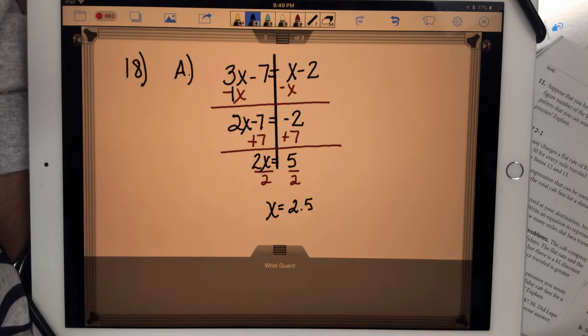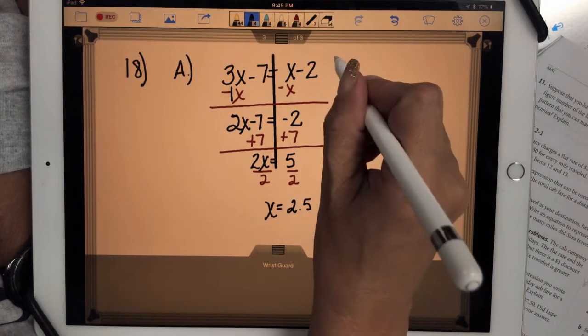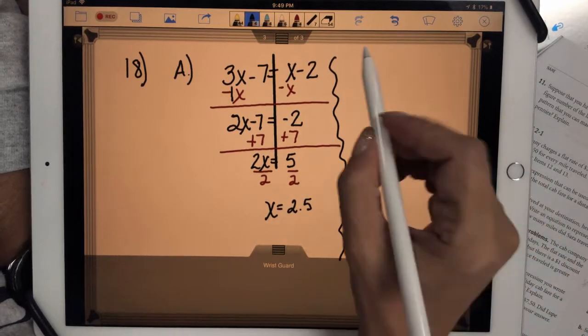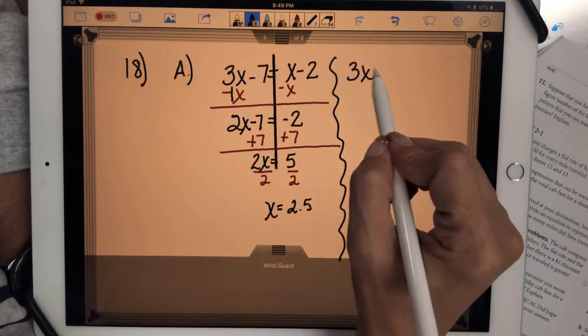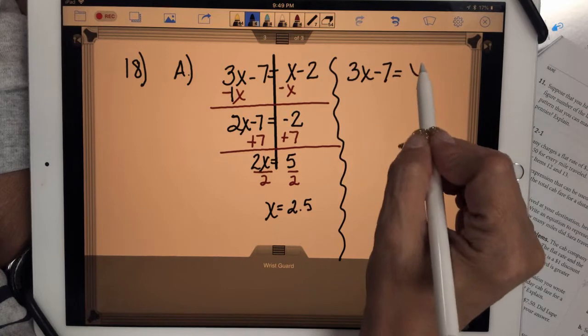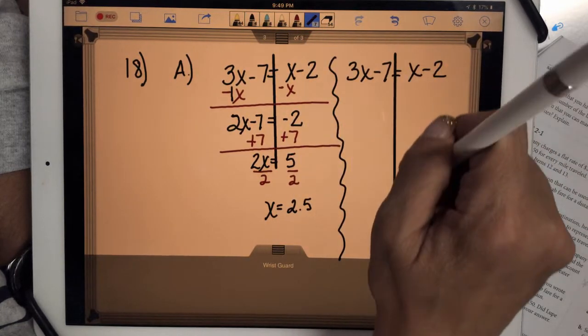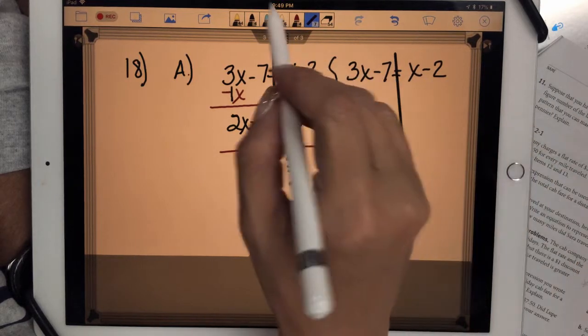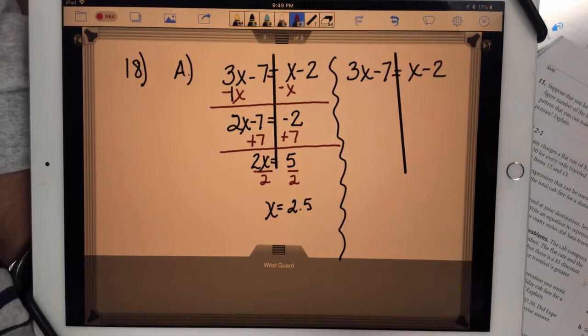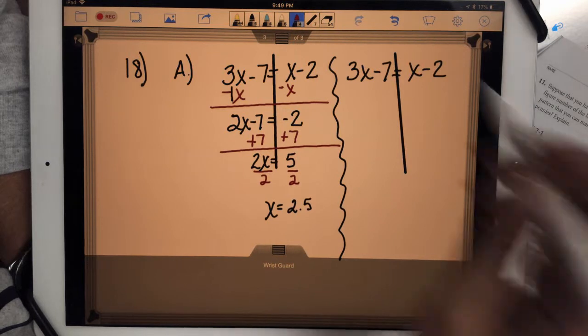Okay, now solve the equation using Danny's method of first adding 7 to both sides, okay? So now let me come back up here. 3x minus 7 equals x minus 2. All right, so let me solve this using Danny's method, by adding 7.